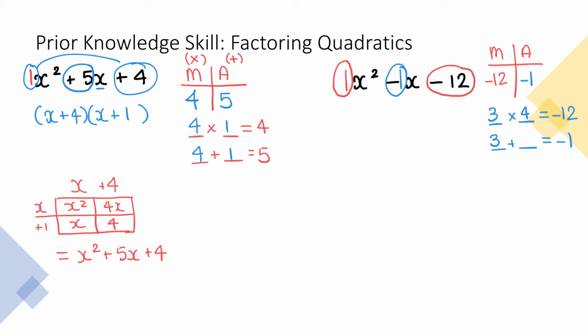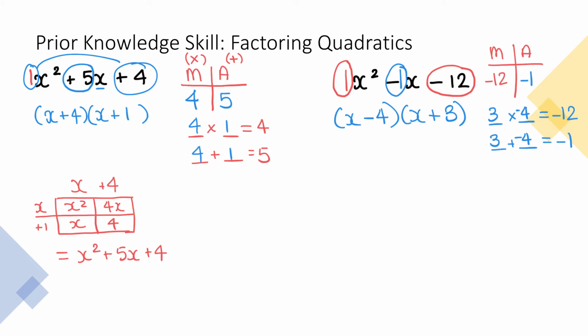4, but now I just need to think of my signs, because I have negative 12, and then I have negative 1. So if I have negative 4 plus 3, it's going to give me negative 1. So that means I need a negative 4 here. So 3 times negative 4 also gives me negative 12. So I'm going to have x minus 4, and I'm going to have x plus 3.